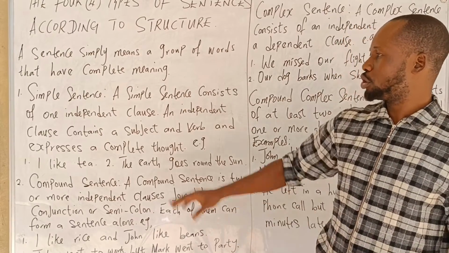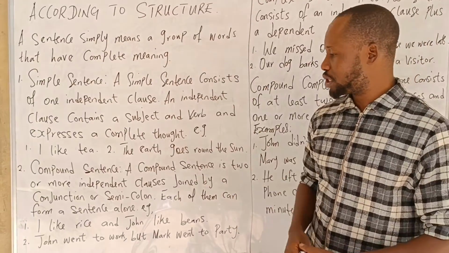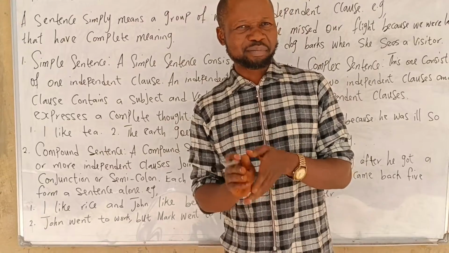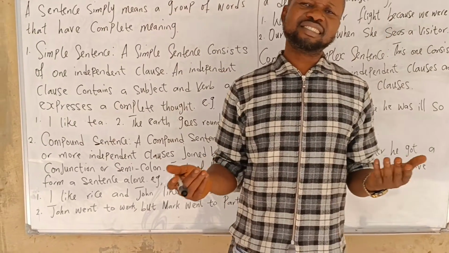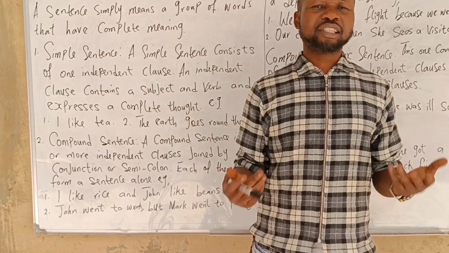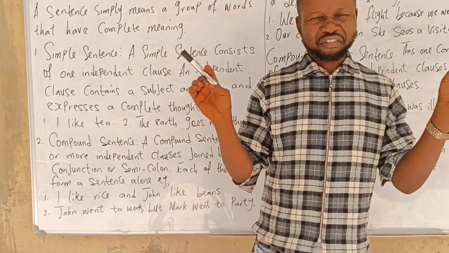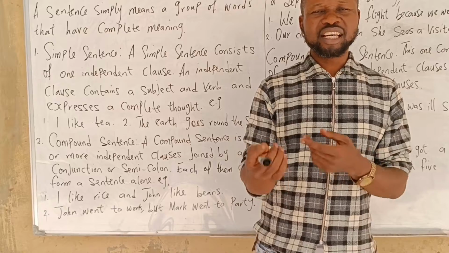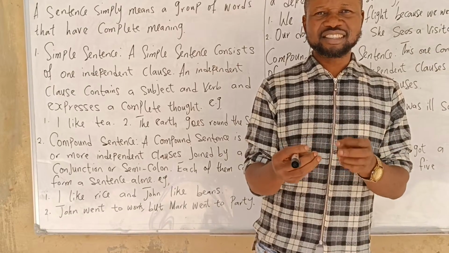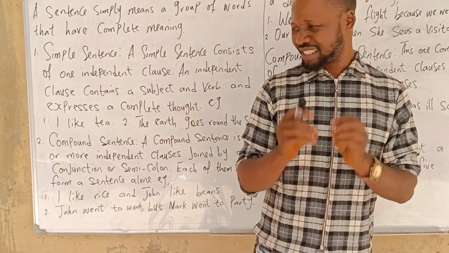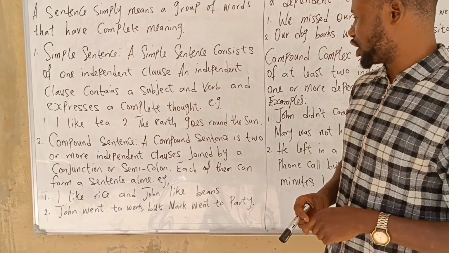Now let's quickly go to the second one, which is what? Compound sentence. A compound sentence simply means it has two sentences that can stand on their own, and they normally have what we call a conjunction holding them together. Each of the sentences can stand on its own. That is why we call it what? Compound sentence. Now let's quickly look at the definition I have here.